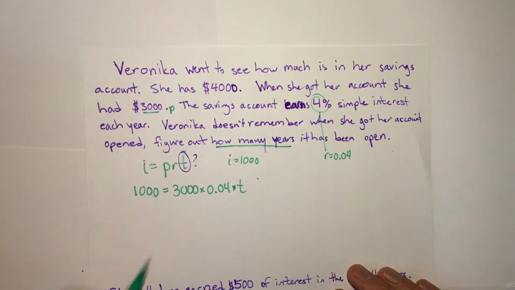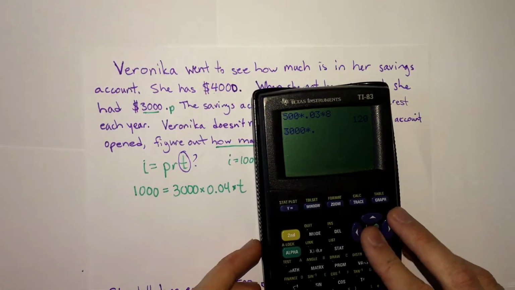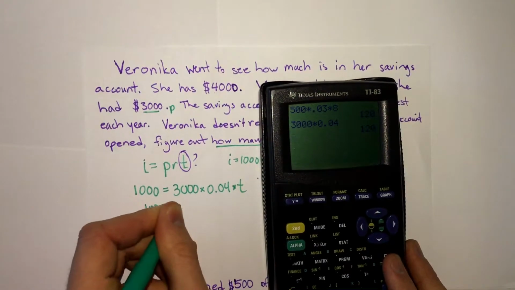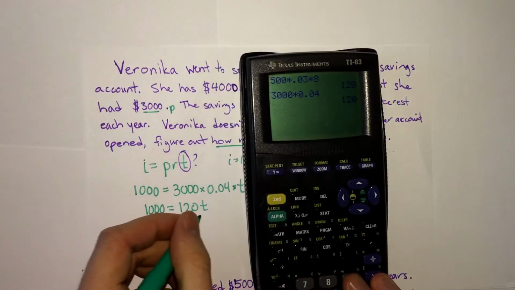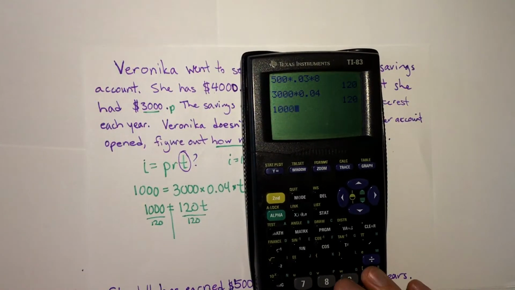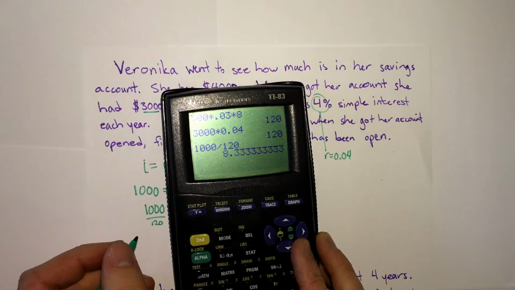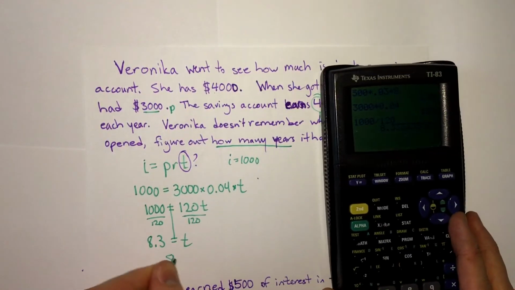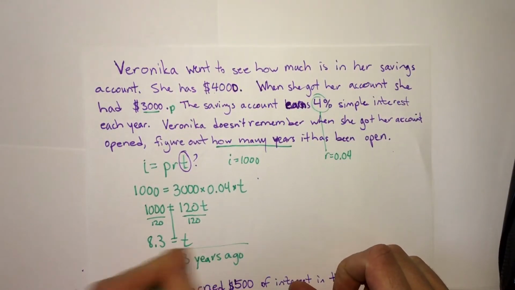Now to solve this, we can do 3,000 times 0.04, which is 120. So we get 1,000 equals 120 T. And then, going to our skills for equations, we divide. 1,000 divided by 120. We get a decimal, but we can say about 8.3 years. So 8.3 years ago is when this account was opened.